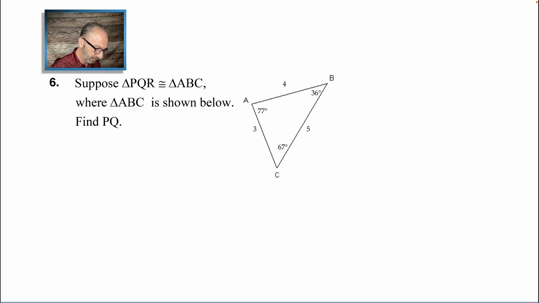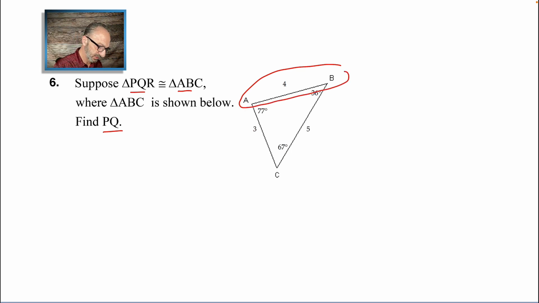Suppose the triangle PQR is congruent to the triangle ABC, and we are given ABC. Where the triangle ABC is shown below, find PQ. Notice that PQ, the first 2 letters in that order, should correspond to AB in the figure. ABC is drawn, but PQR is not given. So, to find PQ, we look at AB, and AB is 4.